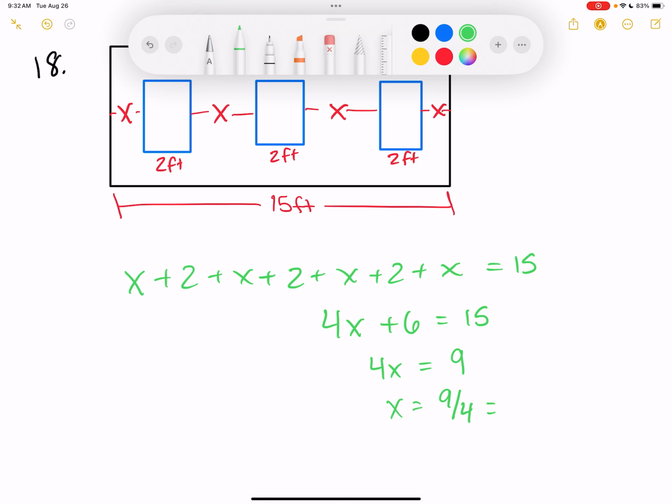2 point. I'm figuring the rest out. Yeah. Yep, 2.25 feet. What would I ever do without you, Cooper?